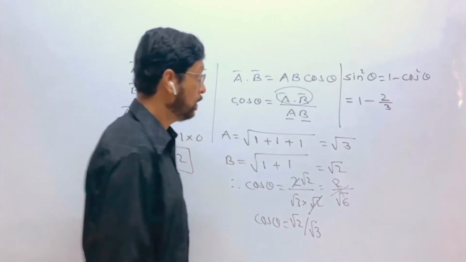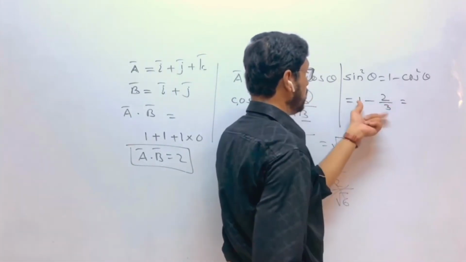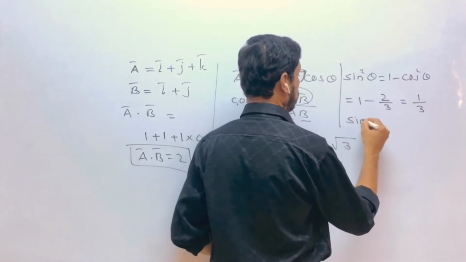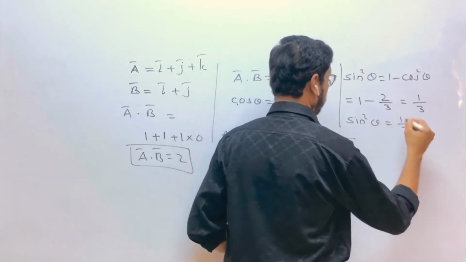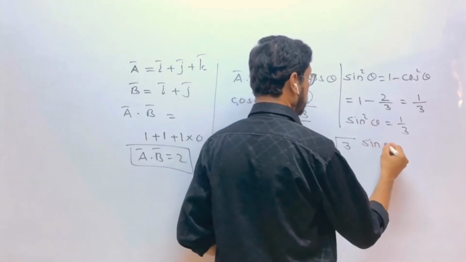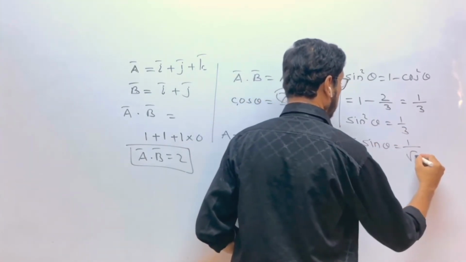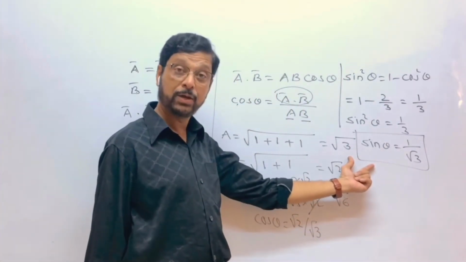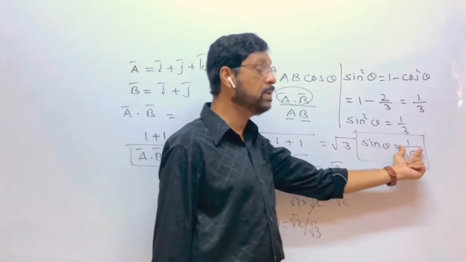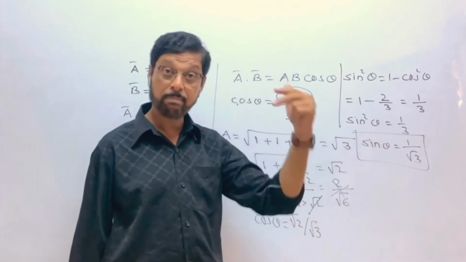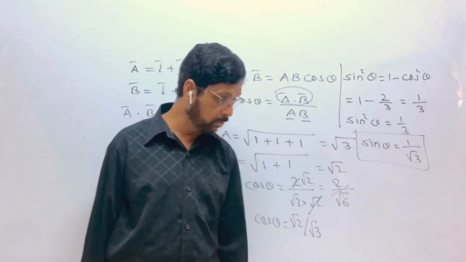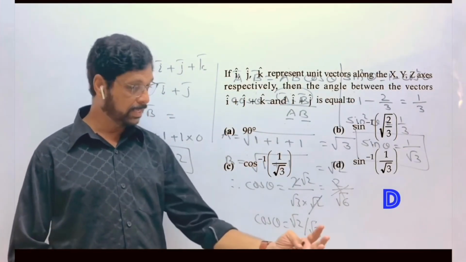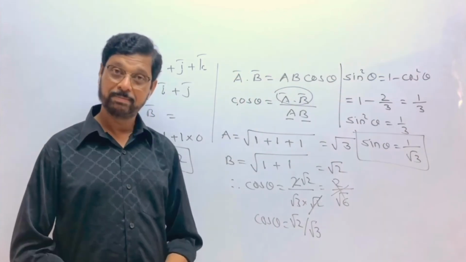Its square is equal to 3 minus 2, that is 1 by 3. So sin square theta is equal to 1 by 3, so sin theta is equal to 1 by root 3. Sin theta is 1 by root 3, means theta is sine inverse of 1 by root 3. Check the options now. Sine inverse of 1 by root 3, that is option D.